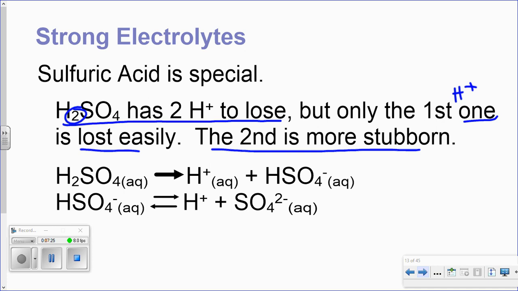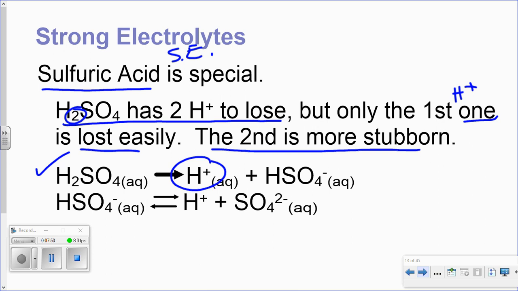Because of this, you would think that that second one isn't very soluble, so we would say H2SO4 is not a strong electrolyte, but the problem is that first one is lost so easily. This first H plus, this equation right here, is such a strong dissociation reaction. We say that sulfuric acid is a strong electrolyte. We're okay with that. Everything works out. So let me explain this a little bit here.